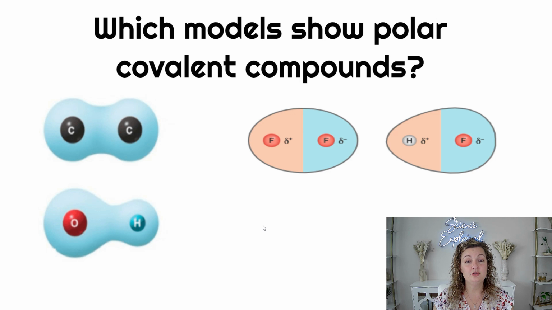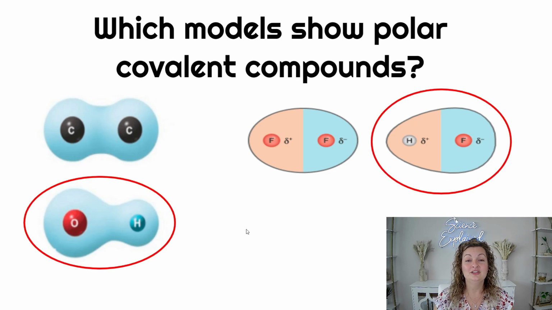So which model shows polar covalent compounds? Go ahead and pause your video and try to figure this one out. All right, let's go over the answer. So here are your polar covalent compounds. How can we tell? We can tell because these are going to be your ones that are the most asymmetrical. Okay, we have a partial negative and a partial positive.